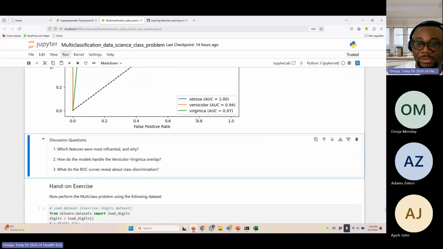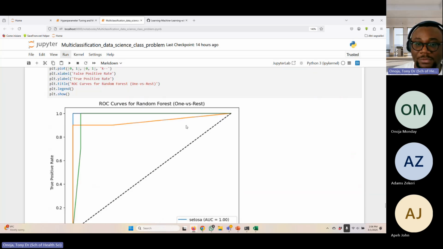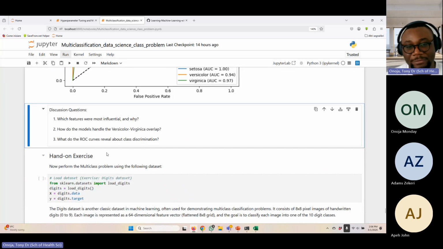So again, the ROC reduced. Setosa has a good score, but Versicolor reduced to 94 and Virginica reduced to 97. So we didn't have a perfect fit like that of the random forest.